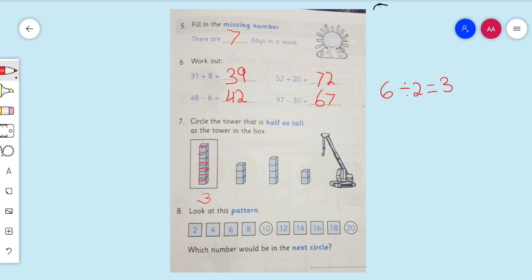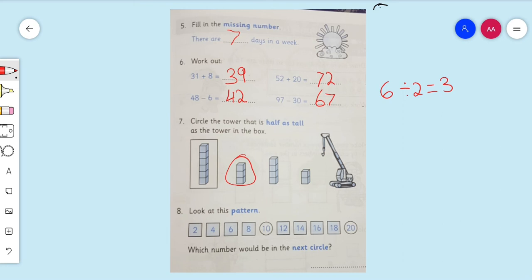Now we need to find the tower in between these that has 3 blocks. This tower has 1, 2 blocks, so that can't be the answer. This tower has 1, 2, 3, 4 blocks, so that can't be the answer. And this tower has 1, 2, 3. Yes, it has 3 blocks. So that's the answer, because that's half of 6.